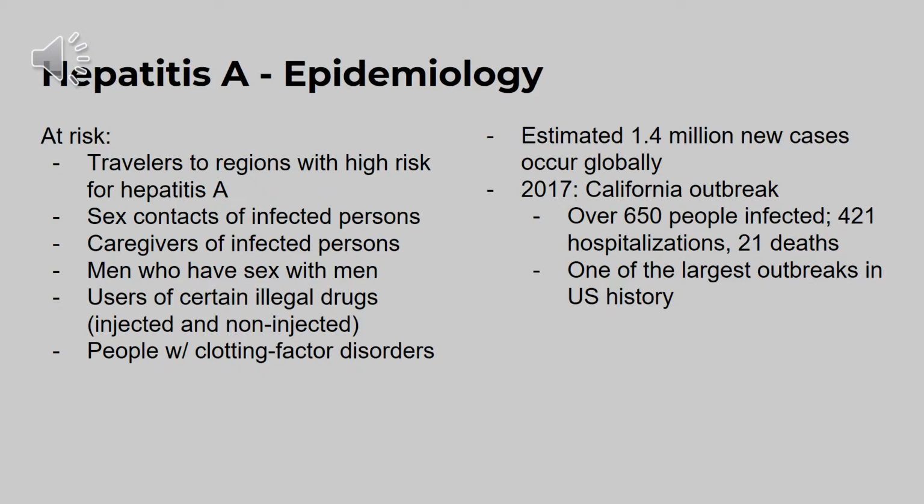As far as epidemiology, there are an estimated 1.4 million new cases of hepatitis A that occur globally each year. As far as the US, I just wanted to briefly touch on an outbreak in California as recently as 2017. In this outbreak, there were over 650 people infected with hepatitis A, 421 known hospitalizations, and 21 deaths. This was one of the largest outbreaks in US history and was the largest outbreak in the United States in the last 2 decades.